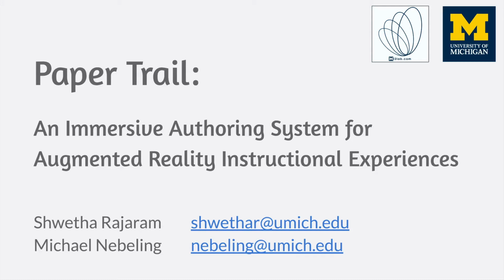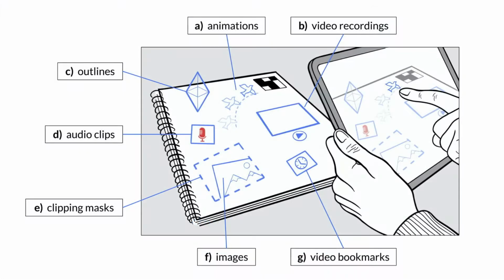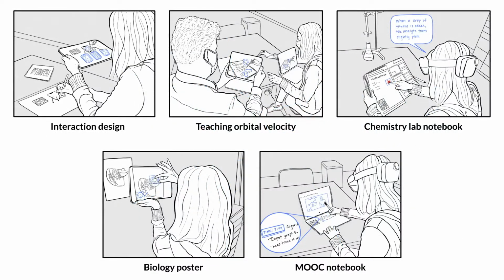We present PaperTrail, an augmented reality authoring system which enables instructors to adapt their existing paper-based teaching materials to immersive formats. The system enables enhancing paper with various kinds of digital content, animations to demonstrate dynamic concepts, and clipping masks to guide students' learning. To inform the design of PaperTrail, we implemented 5 target use cases.